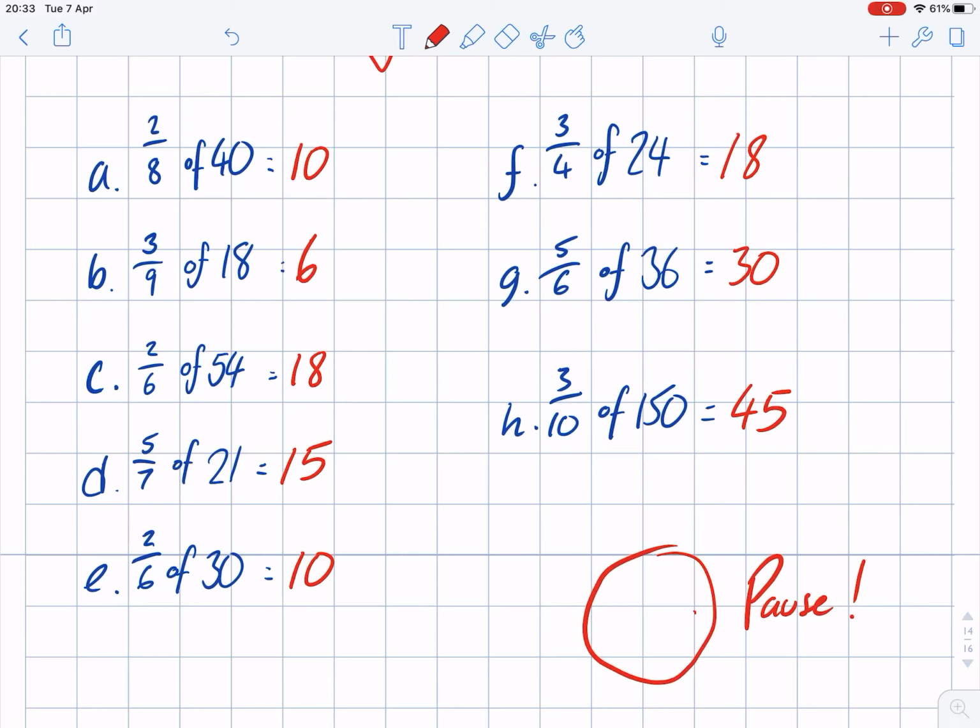Really, really hope you got most of those right. Okay, if you didn't, but you still used this method that we've been working through, well done. Keep the faith, okay? We will get there. Just need a bit more practice.